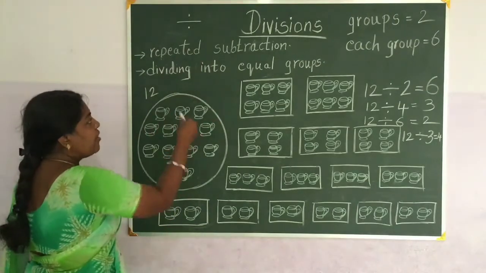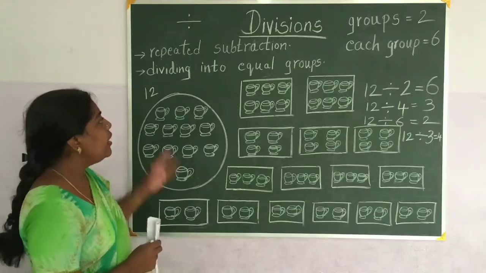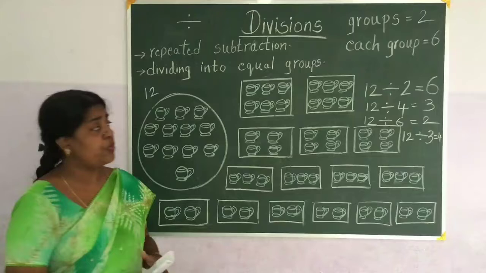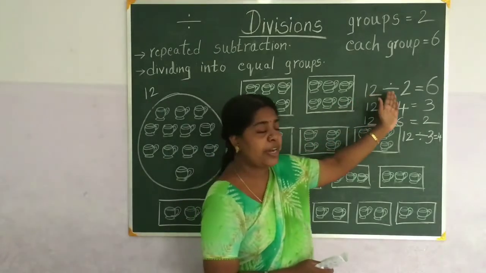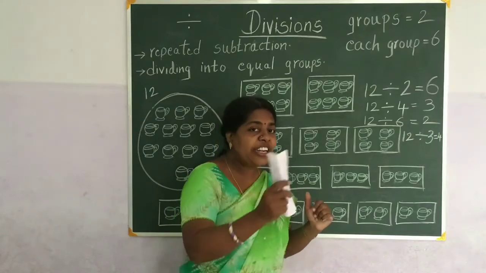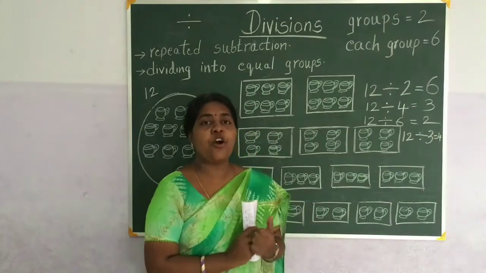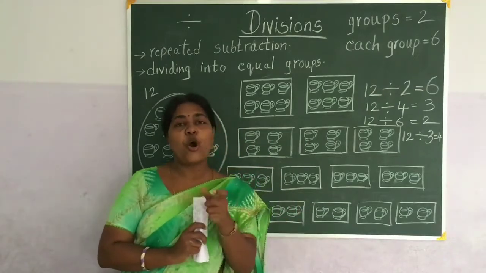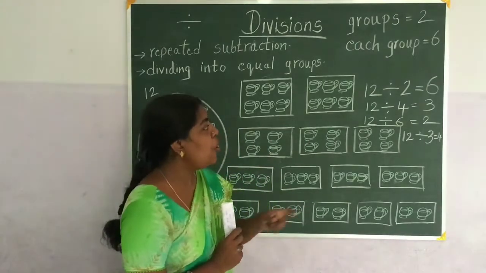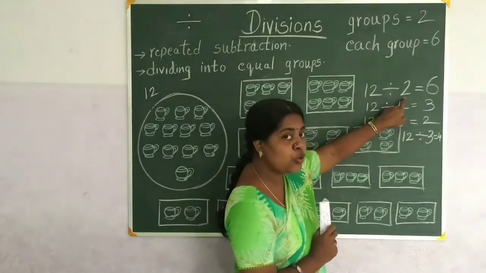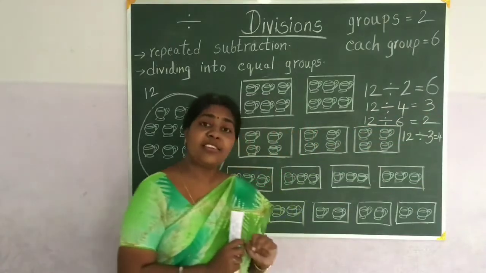Now we have seen how to divide into equal groups. So 12 is divided into different groups. So 12 divided by 2 is 6. Or you can tell in the form of multiplication. Already I said that multiplication and division are opposite to each other. So 12 cups, if they are divided into 2 groups, in each group we are getting 6.